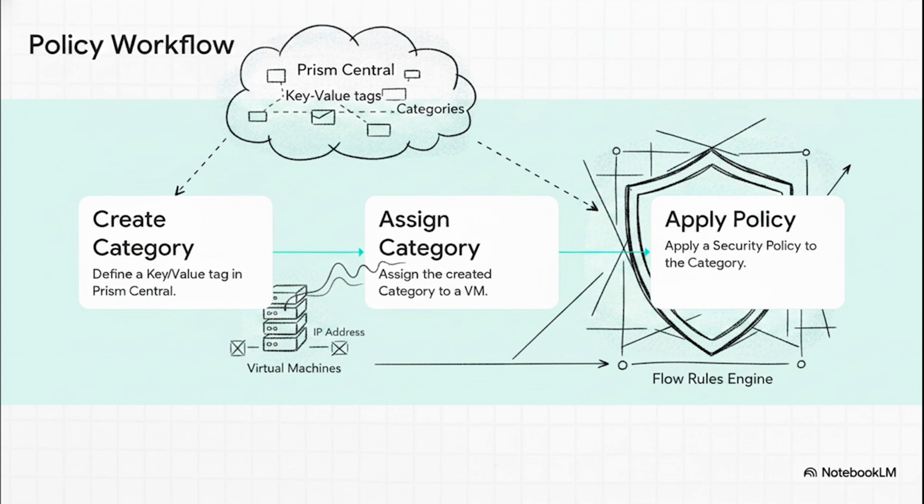And because the policy targets the tag, the actual IP address of the VM is completely irrelevant to the Flow rules engine. It just doesn't matter.